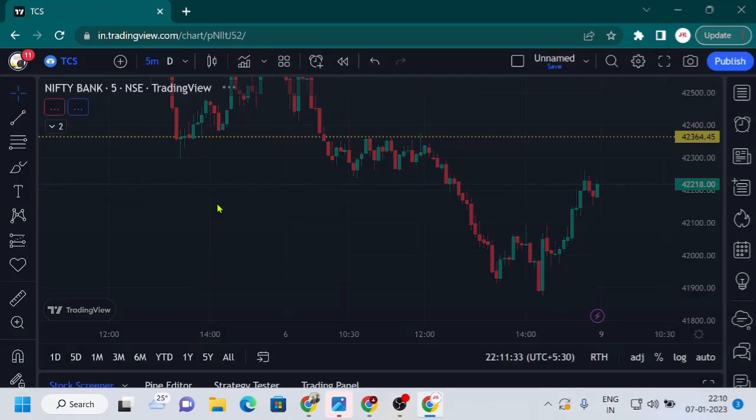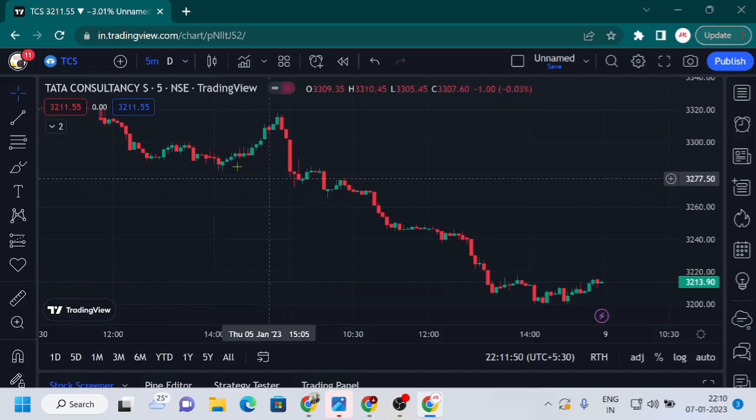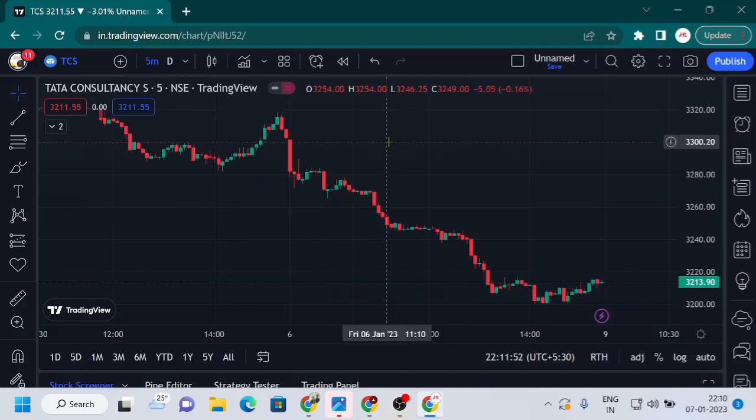One thing more I want to say is a disclaimer that I am not a SEBI registered analyst. We are just taking this for educational purpose. You can try it in different stocks which you are trading. So this is purely for education purpose and this is not a stock recommendation. Okay, please keep in your mind.